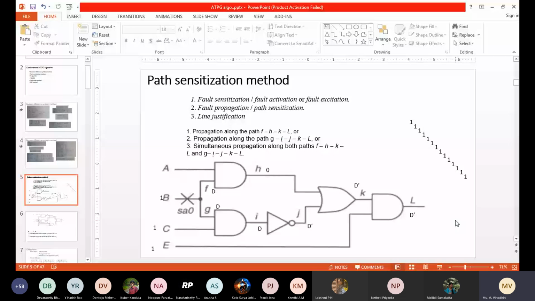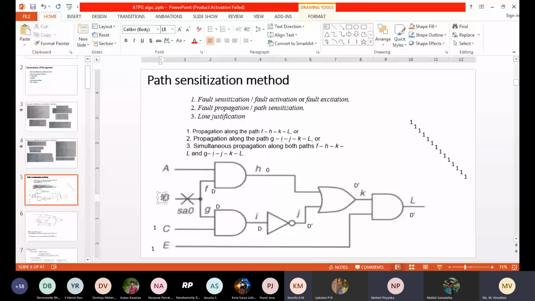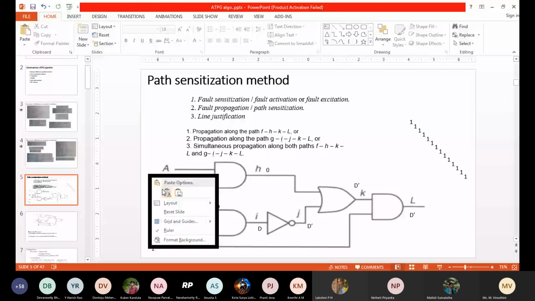Can we now go with the line justification? Yes. D bar, if I want to get here D bar, E should be 1. Primary input can be kept as 1. Next, if I should get K as D bar, H should be 0. If H should be 0, what should be my A? Tell me, students. What should be my A? 0. A should be 0. B primary input I can keep as 1.